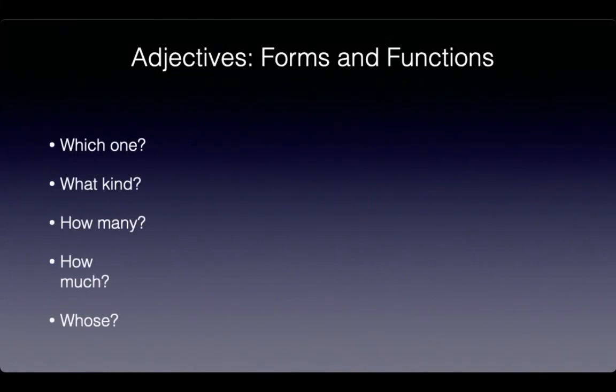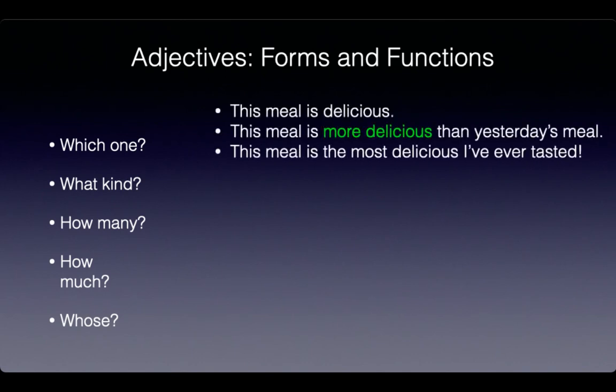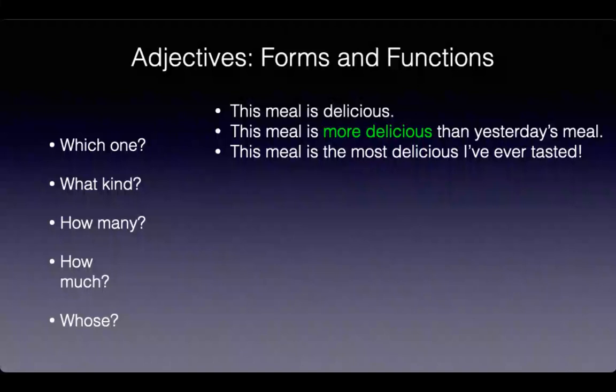Sometimes adjectives are used to compare two or more items. Take a look at these examples that show the different forms of the adjective delicious. This meal is delicious. This meal is more delicious than yesterday's meal. And this meal is the most delicious I've ever tasted. When you're comparing two items, add the word more before the word or the suffix er to the end of the word. These are called comparative adjectives.